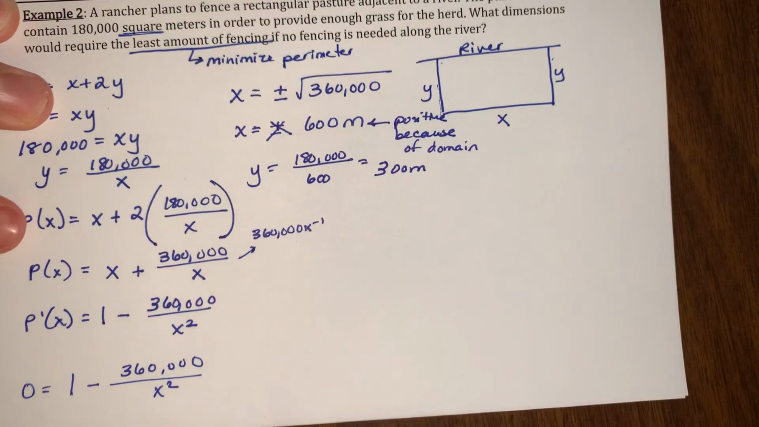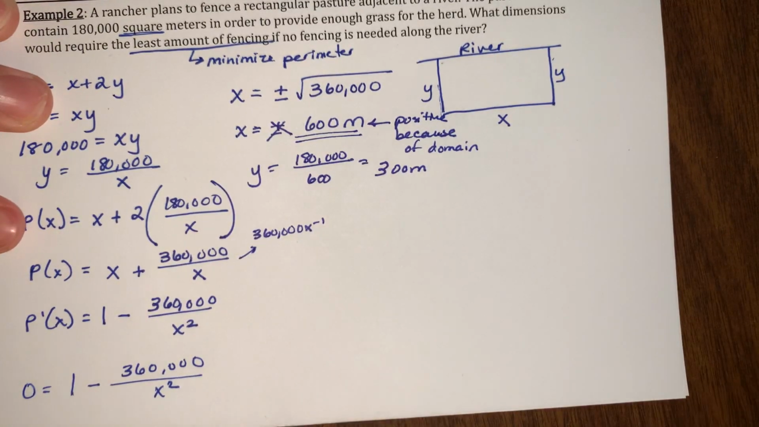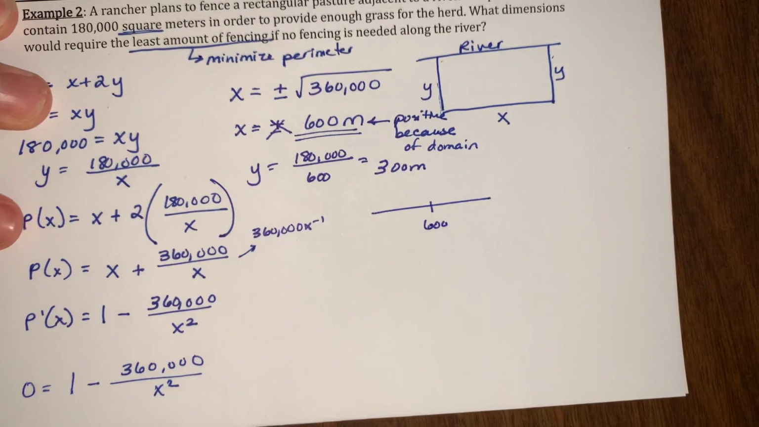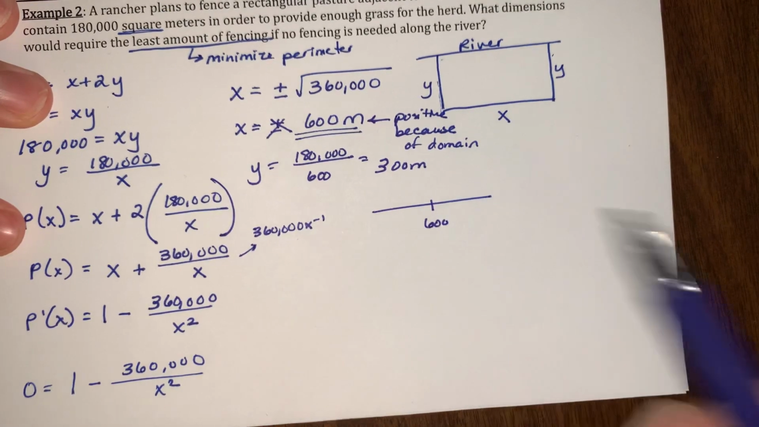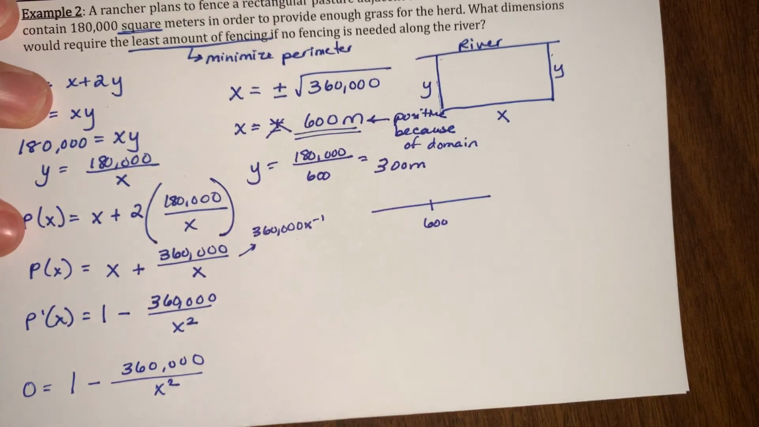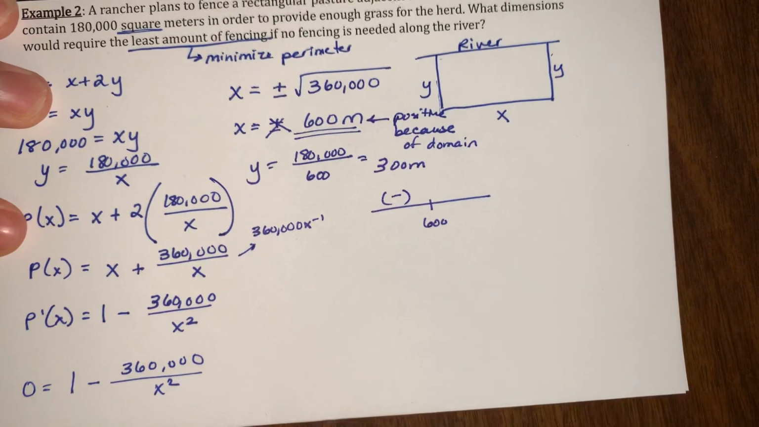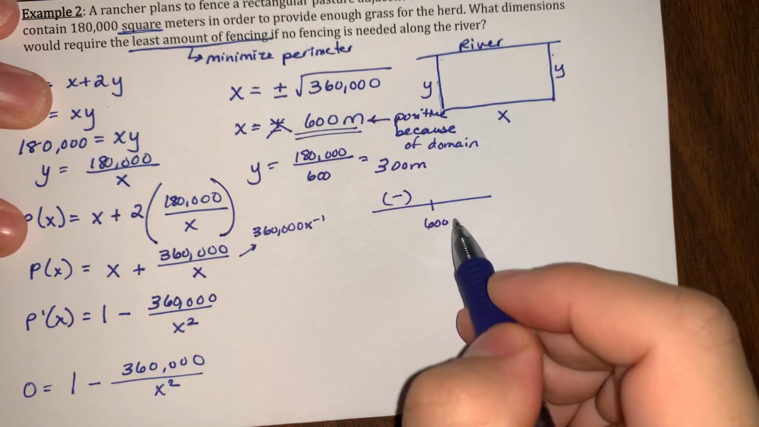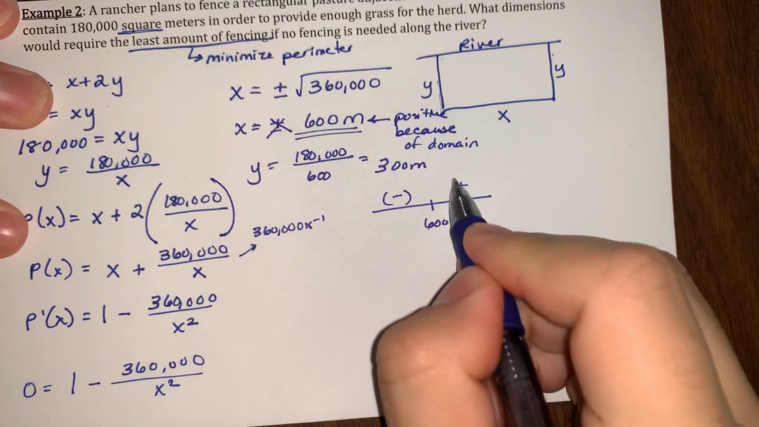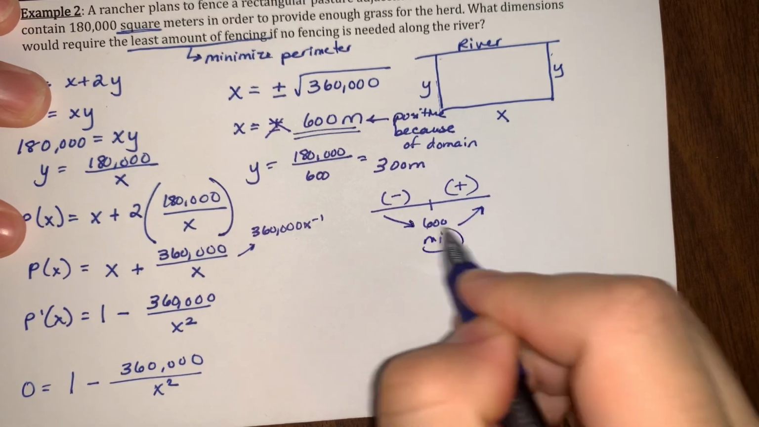Now, what I should have done too was check that this actually is our minimum value. If I use my little wiggle graph and I have 600, I have to pick a value below 600. I'll probably pick maybe 100. If I plugged 100 into the derivative, I'll end up with a negative value. But if I plugged in, for example, 700, I'll end up with a positive value. So you'll see that it's decreasing and then increasing. So I do, in fact, have a minimum value.